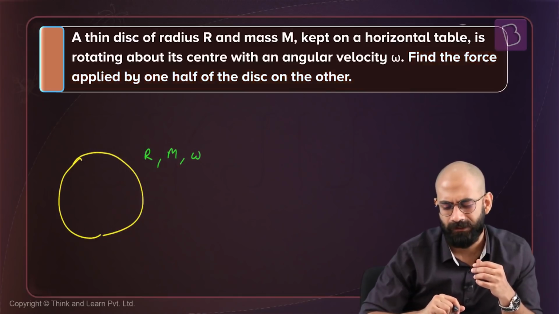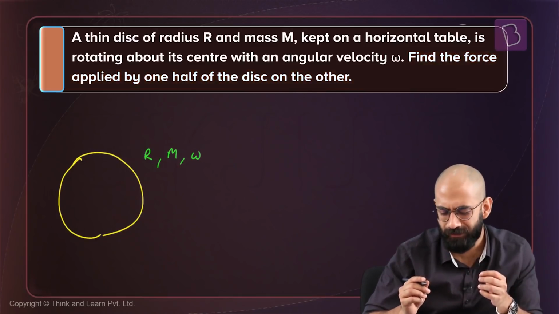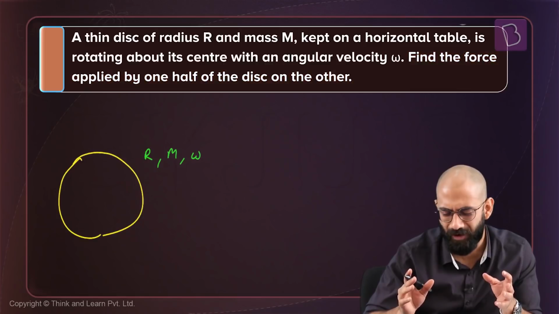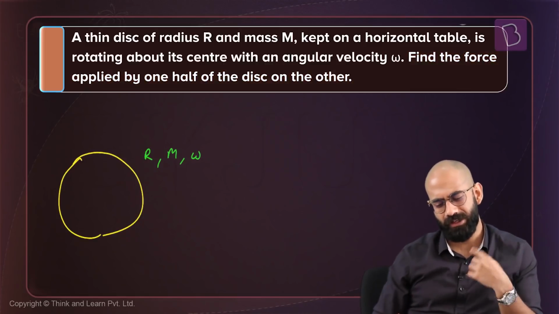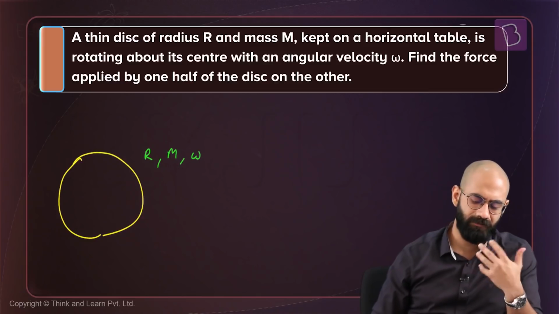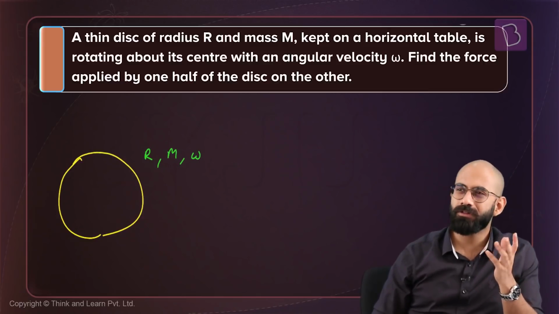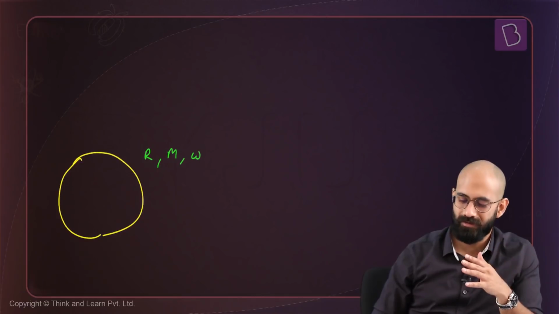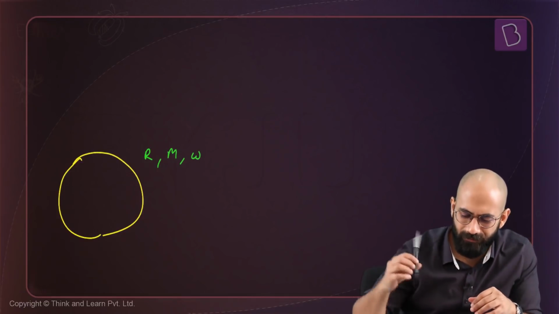Okay. Now, at first look, this might feel a little complicated. So we have a disk that's rotating with an angular speed of omega. It has mass M and radius R. How do you find the force that one half applies on the other? Because there are multiple points of contact.